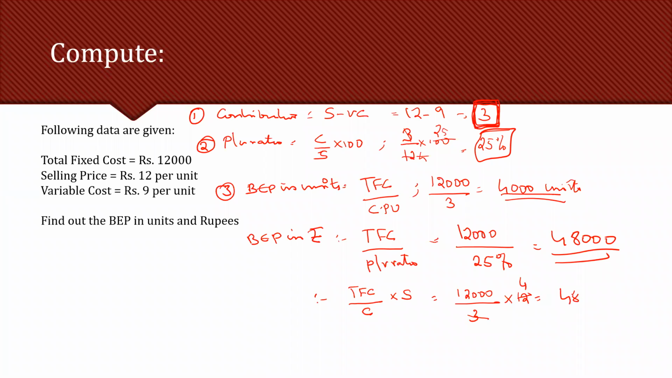48,000. So the company has to achieve a minimum of 48,000 rupees worth of sales in order to reach its break-even point. If the sales value is lesser than 48,000, it will be making a loss. If it is higher than 48,000, the company will be making profit. This is the BEP.